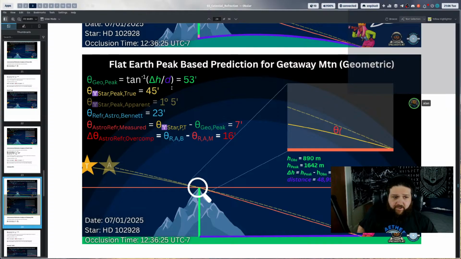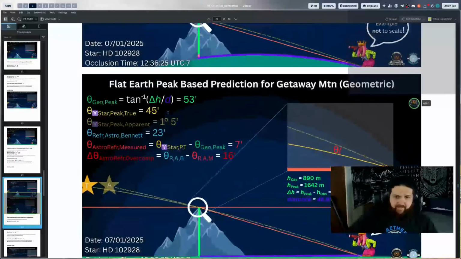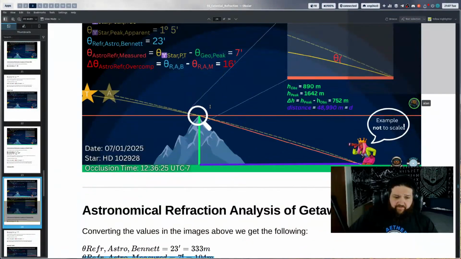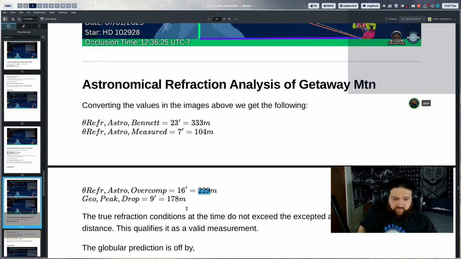So when we come down to the separation with respect to the peak here, we have 45 arc minutes, and that creates a 7 arc minute separation, which gives us a difference from their prediction for refraction of 16 arc minutes. When we look at how that affects the measurements here, we have refraction giving us 333 meters of lift to compensate for a drop of 178 meters. The actual measured difference, that 7 arc minute difference, comes out to be 140 meters. And their overcompensation factor there was 230 meters.